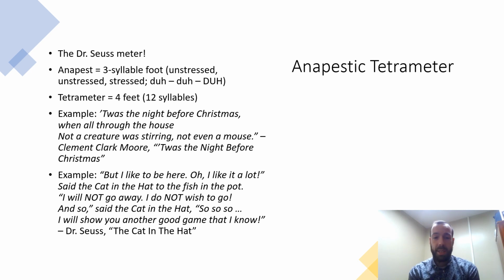An anapest is a three-syllable foot, unstressed, unstressed, stressed, da-da-da, da-da-da, da-da-da, da-da-da. And tetrameter means we're dealing with 4 feet. Now, these feet have 3 syllables in them, not 2. So 4 feet times 3 syllables means you've got 12 syllables in every line. They're pretty long lines, and they're pretty bouncy or comedic. So I'll give you an example from Clement Clark Moore's "'Twas the Night Before Christmas."